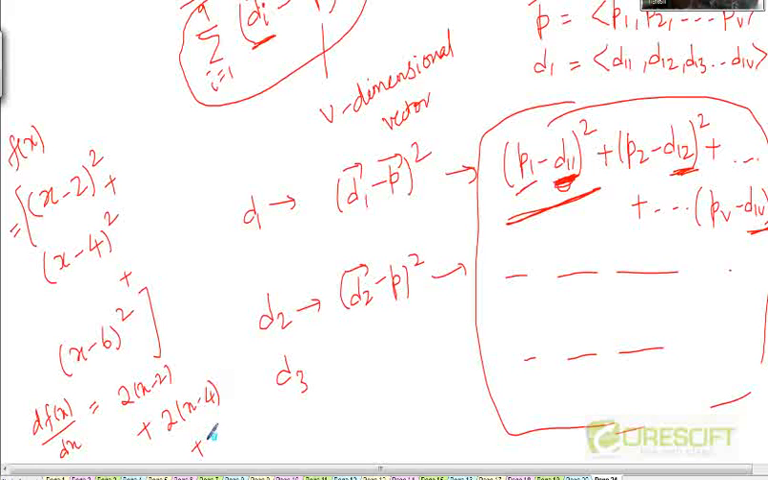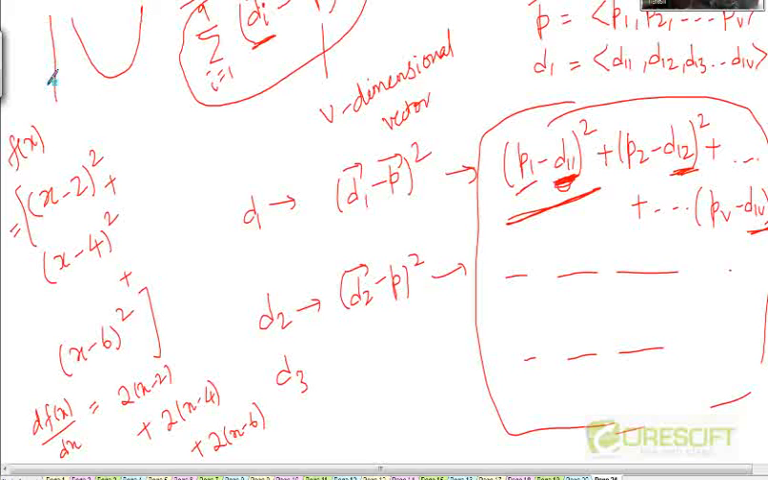plus 2(x - 6), and this derivative, so what is the derivative of a function? It's basically the slope of the function at that particular point, right? So the place where the function reaches a local minimum is where the derivative will be zero, either a local minimum or a local maximum. It could be either. But because this is a quadratic function in x with a positive coefficient of x squared, the shape of the function will be a parabola opening upwards.